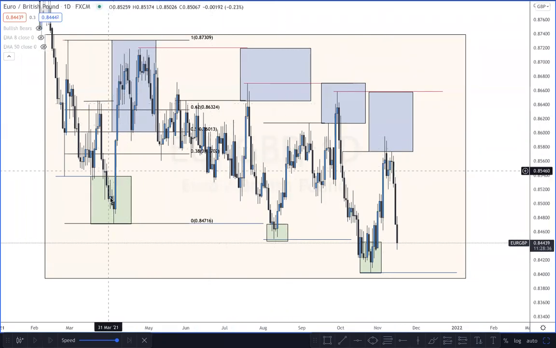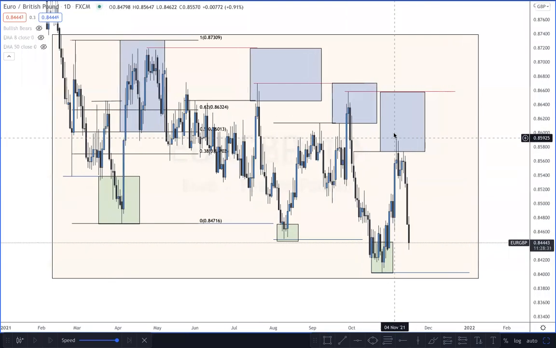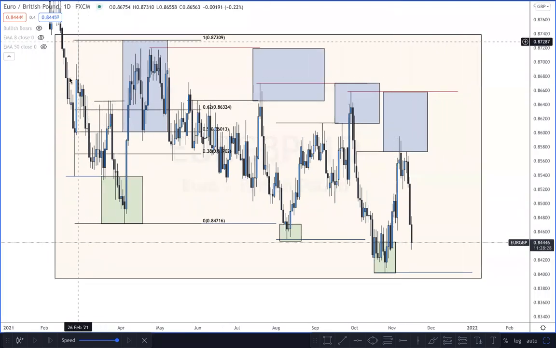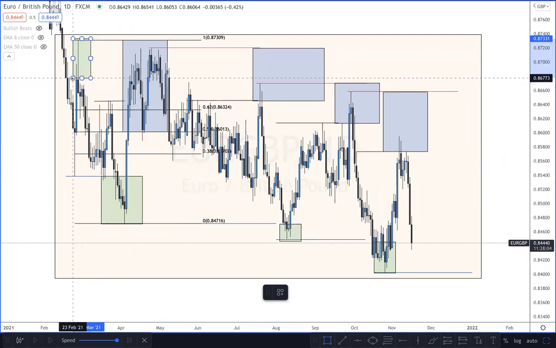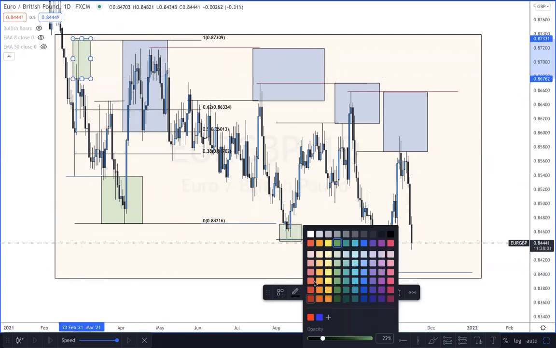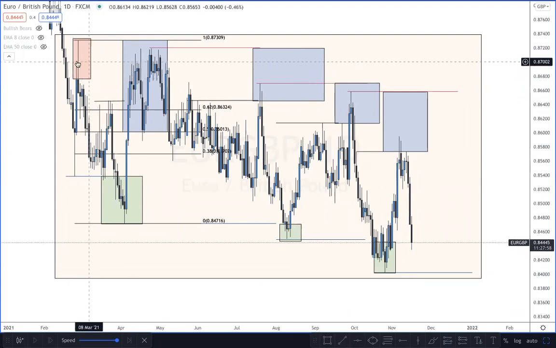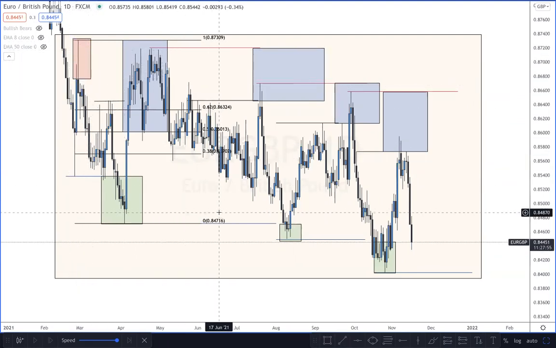Now I'm going to show you inside these areas that I've marked what kind of setups are in there, right? High, break of structure, low, retracement, liquidity grab, straight into this area. We're going to zoom in into this area first, and I'm going to use red. We're going to zoom in that area and see what is inside that area.